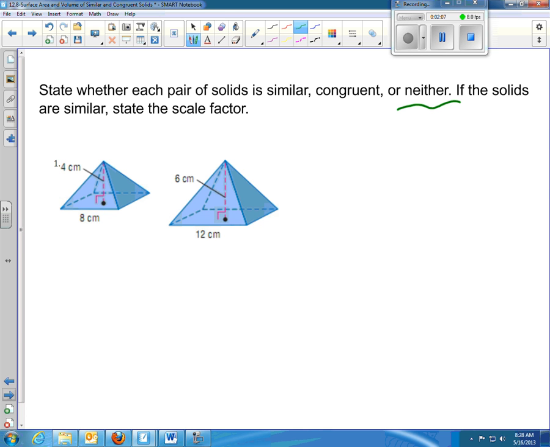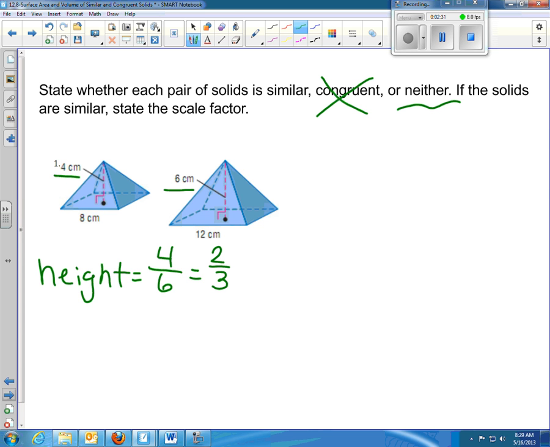So let's just look right away. We have a height of 4 and a height of 6. Obviously, those aren't congruent, so we can right away think about not congruent. So we're either looking for similar or neither. So let's do some scale factors. Let's do the height first. I'm just going to go from the small one to the big one, 4 to 6. And we want to reduce that, because if we reduce that, that's the scale factor.